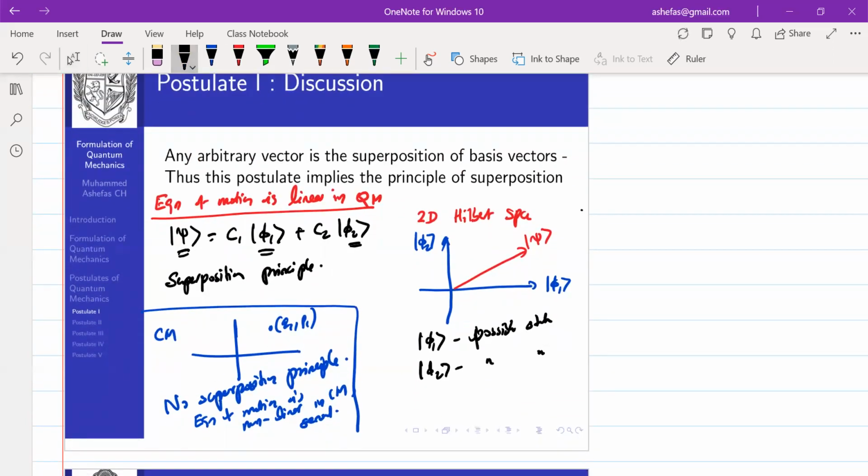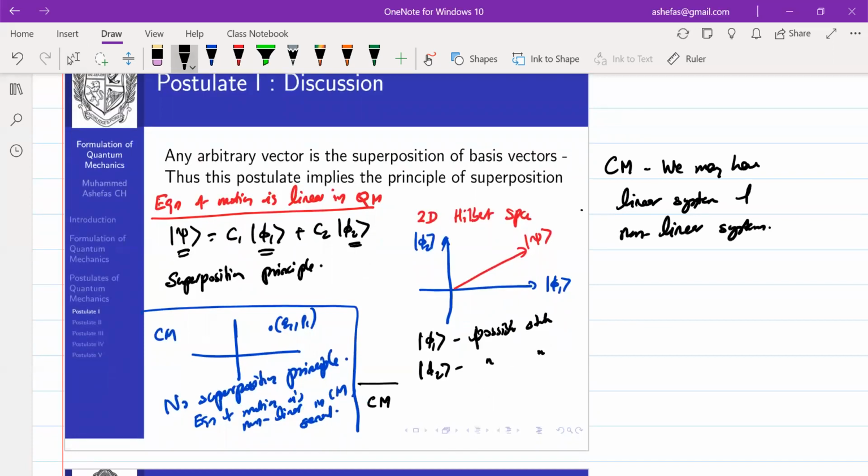And the thing is, in classical mechanics we may have a linear system and a non-linear system. If you go from the classical domain to the quantum domain, quantum mechanics always has a linear system. So there is no non-linear system in quantum mechanics. All the systems are linear. Even if you find a non-linear classical mechanics system and look at its quantum mechanics equivalent, that would also be a linear system.